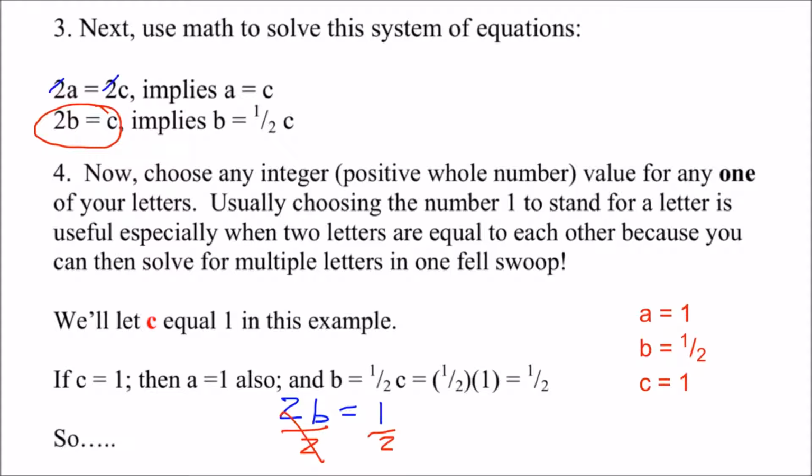Now, we did say that these have to be whole numbers. We can't have any fractions. So let's get rid of that fraction there. The way that we're going to get rid of a fraction is by multiplying by the denominator. And whatever you do to one of your numbers, you have to do to all of them. So I'm going to multiply each of these by 2.